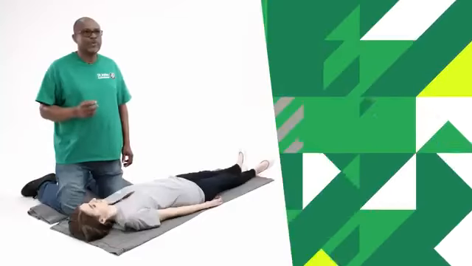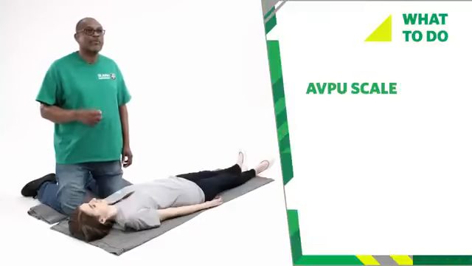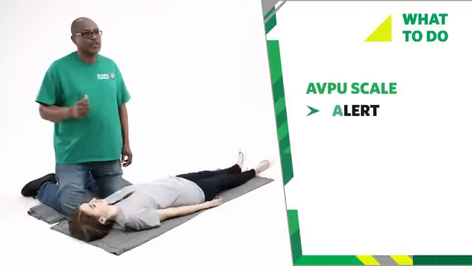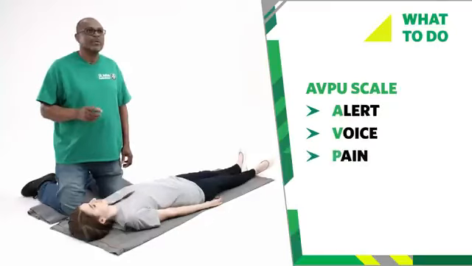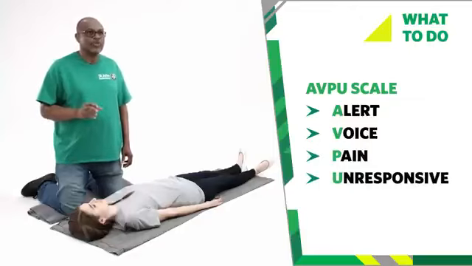Depending on how the casualty responds to you, will establish a level of response. We use the AVPU scale, and each letter can represent the casualty's level of response. A, alert. V, response to voice. P, response to pain. And U, the casualty is unresponsive to stimuli. If there's still no response, they are unresponsive.